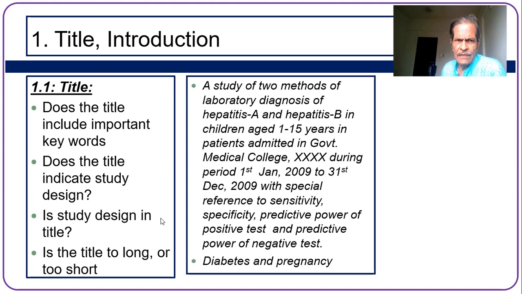The title of the article is a very important part of the published article in a journal. So we must try to find out whether the title includes the important keywords, because in the days of internet we would be searching the particular article with the help of the keywords, and the keywords should be included in the title, so that the searching of the article based on the title itself will be easy.